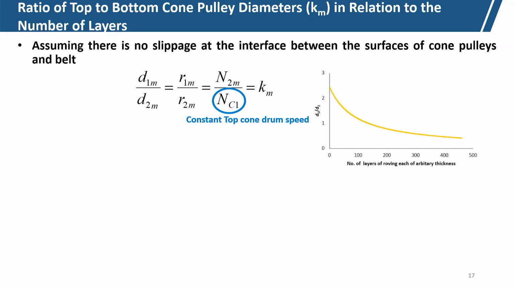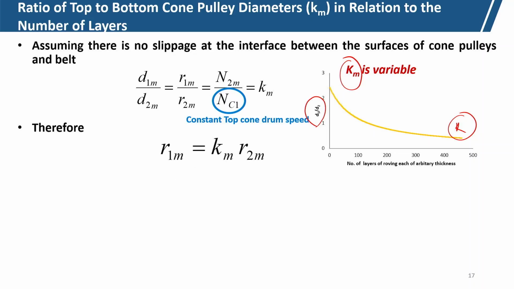So, we can see that d1 by d2, which is k, the value of k is gradually reducing. So, k is variable, km. We should remember that d1m by d2m, or r1m by r2m, is equal to km, which is variable. Km is a factor. This km we will be using later.